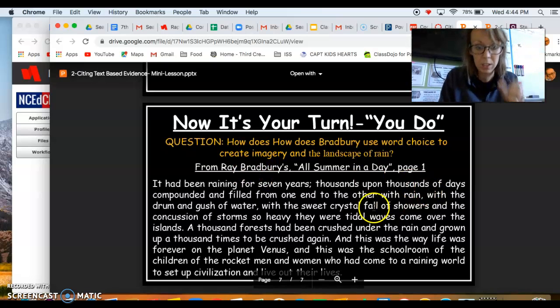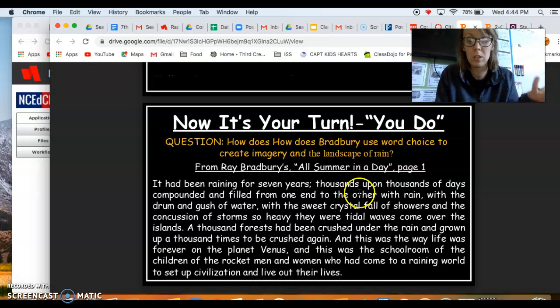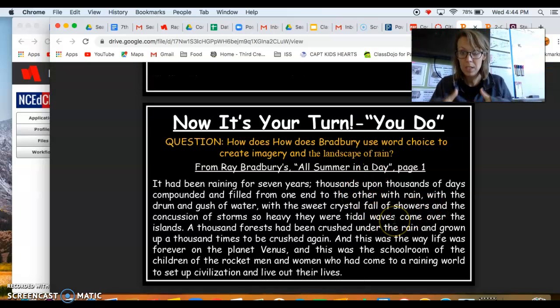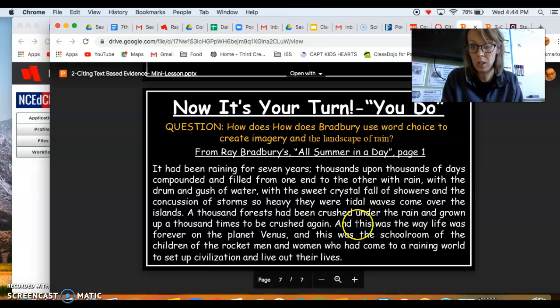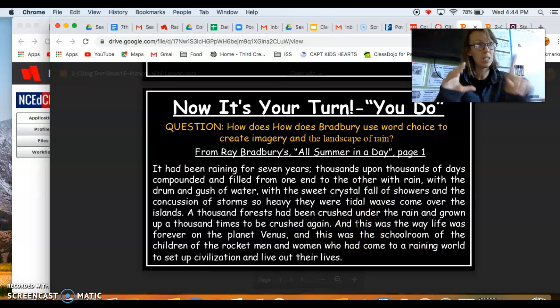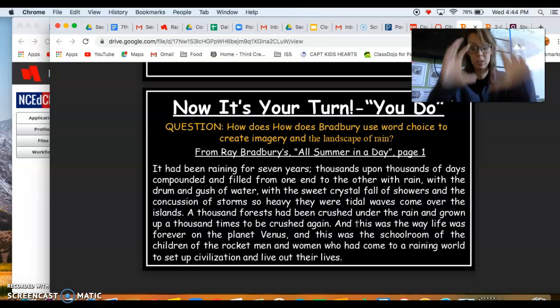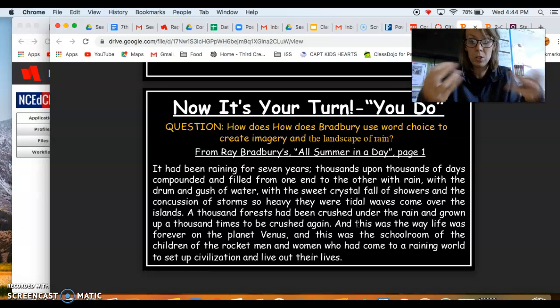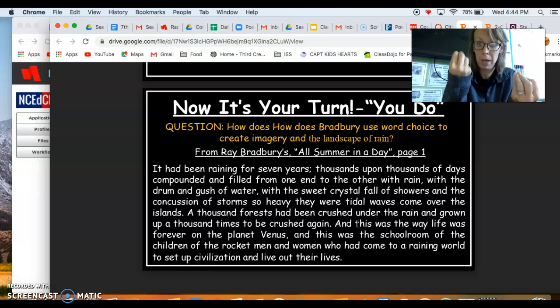So words like gush and drum and sweet crystal fall of showers, these words create images. So when you read it, how does Bradbury use word choice to create imagery in the landscape of rain? And in yours, get cited evidence, use a sentence starter, and cited evidence to support how that word choice creates a picture, creates rain to be seen.